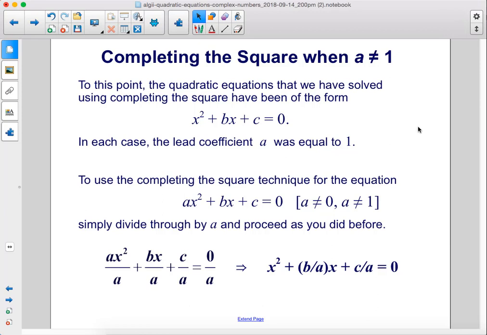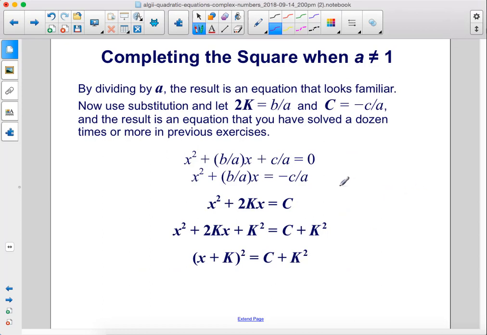To this point, the quadratic equations that we have solved using completing the square have been of the form x squared plus bx plus c equals 0. In each case, the lead coefficient a, which is here, was equal to 1. To use the completing the square technique for the equation ax squared plus bx plus c equals 0, where a does not equal 0 or 1, simply divide through by a and proceed as you did before. So we just divide each term by a and then proceed as we did before.